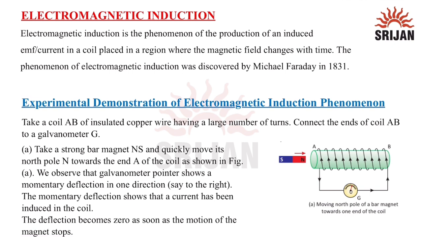Now, the experimental demonstration of EMI phenomena. So we take a coil AB of insulated copper wires having a large number of turns and connect the ends of the coil AB to a galvanometer G. Now we take a strong bar magnet NS and quickly move its north pole towards the end A, as shown in the figure. Now we observe that the galvanometer pointer shows a momentary deflection in one direction, say right direction. The momentary deflection shows that a current has been induced in the coil, and the deflection becomes zero as soon as the motion of the magnet stops.